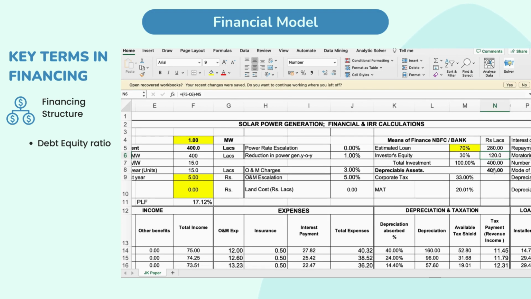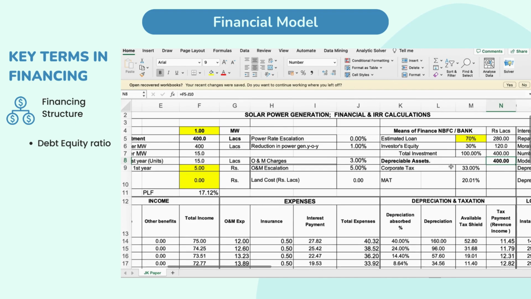The depreciable assets are 400 lakh. This is to keep it simple, but in a solar project the land is also part of the project cost, and land cost cannot be depreciated as per the income tax rules. So for simplicity we have kept all the project cost as depreciable. And these are the taxation issues.